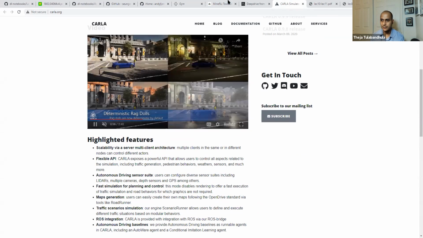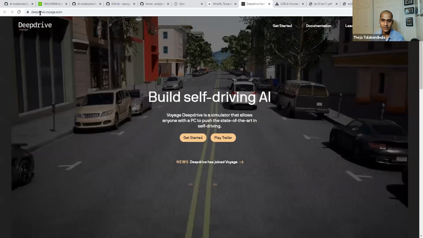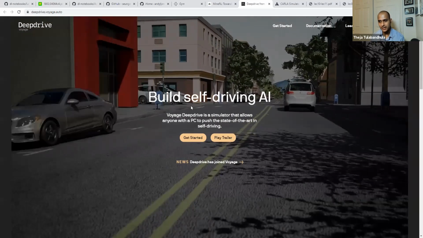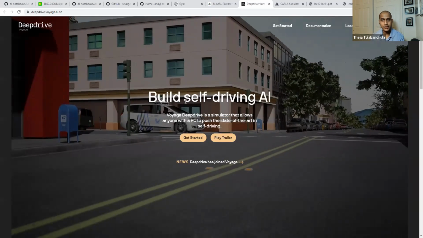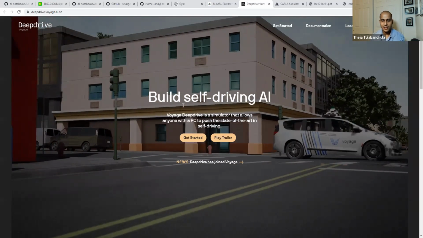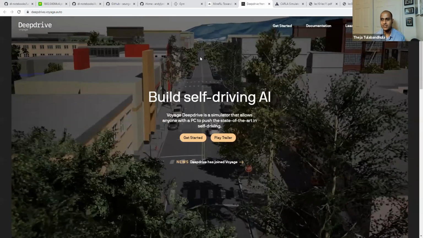Similarly, there is another link called Deep Drive, which also lets you build a self-driving AI, and you can use reinforcement learning ideas to build your own self-driving car. But of course, there are a lot more complications to self-driving technology than this.